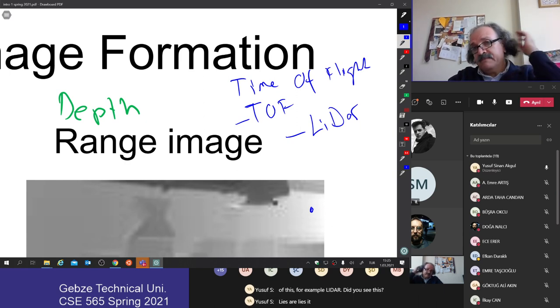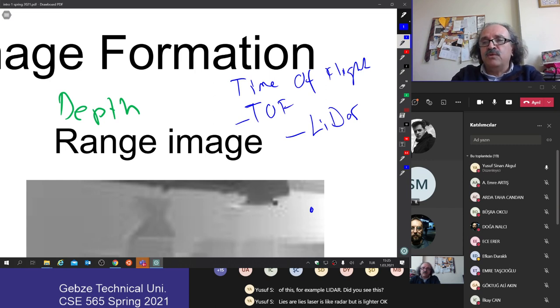Laser, it's like radar, but it's LiDAR, okay? You do the radar idea using lasers. We call it LiDAR. LiDAR is doing the same thing too, using a laser to scan around and use the time of flight again. But these are active sensors.